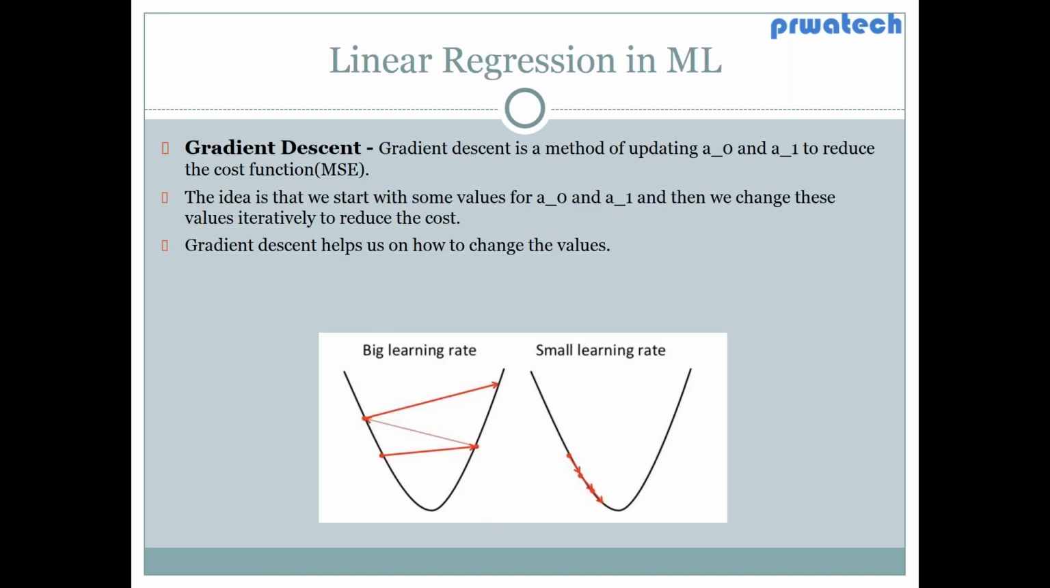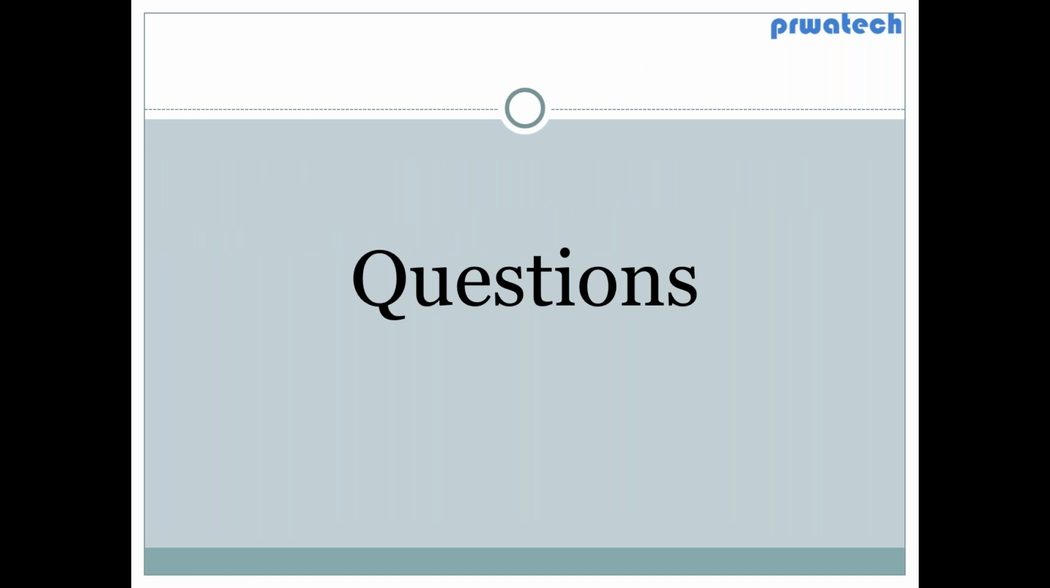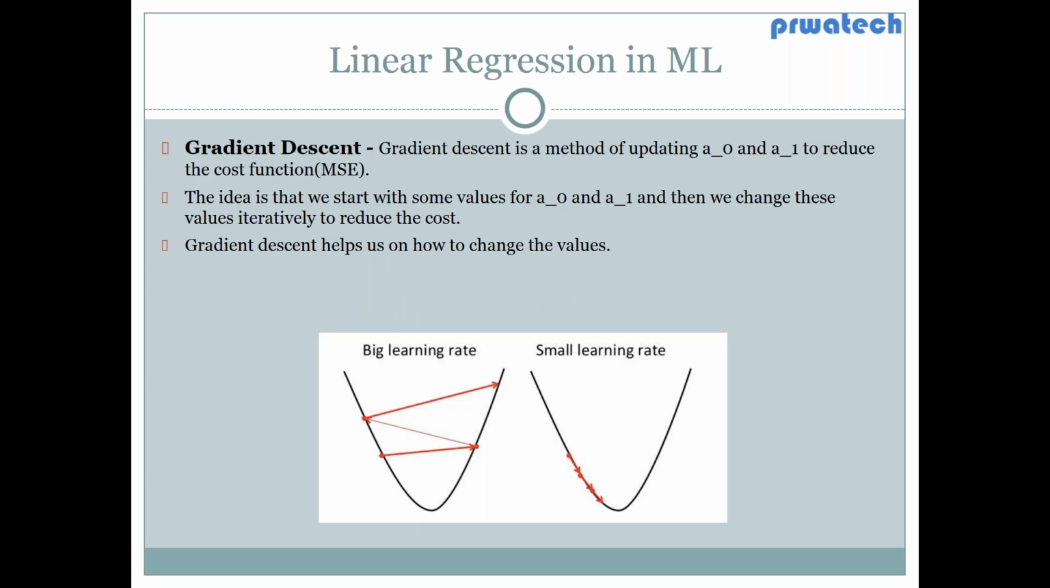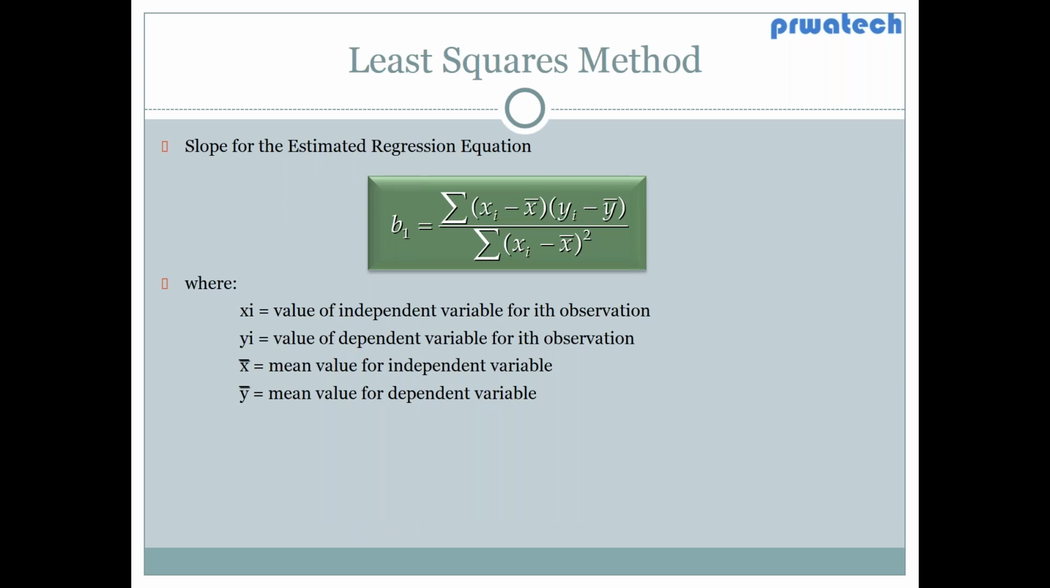There's another method, that is gradient descent. Gradient descent is the method which updates your A0 and A1 to reduce the cost function, MSE. For example, if you want to go from here to the bottom, what points do you need to take? If you take long steps, maybe you jump from here to here directly, and in that way you will skip the minimum. In gradient descent, we move slowly, little by little, and we reach the bottom. So these are the different algorithms which we usually use in the ML world for linear regression validation. This is a simple intro about what we are doing here.